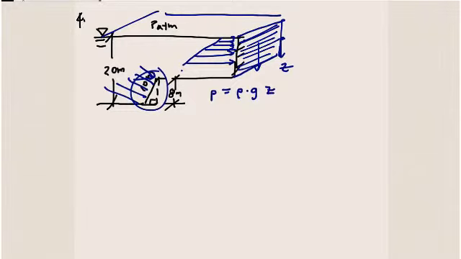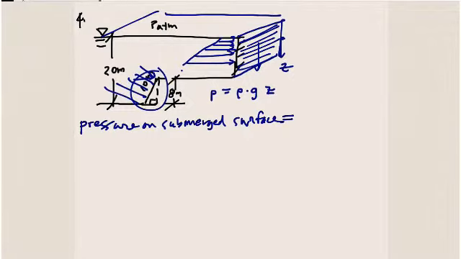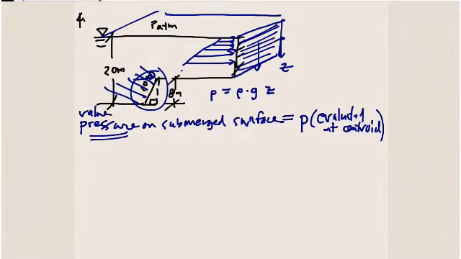So we know, pretty much we have to memorize this, this is our shortcut: the pressure on a submerged surface is equal to the pressure evaluated at the centroid. Of course, this is not the same as where it's acting. So the value of pressure on the submerged surface is the value of the pressure acting at the centroid.